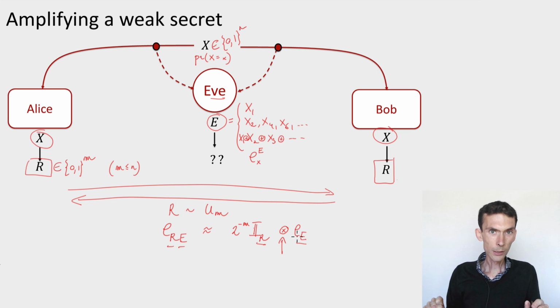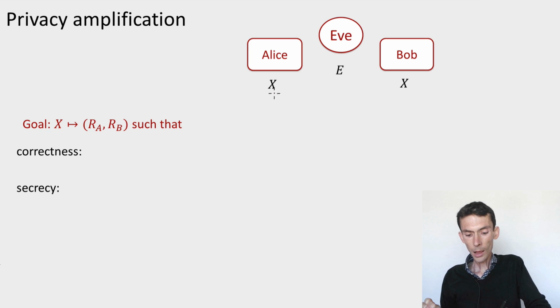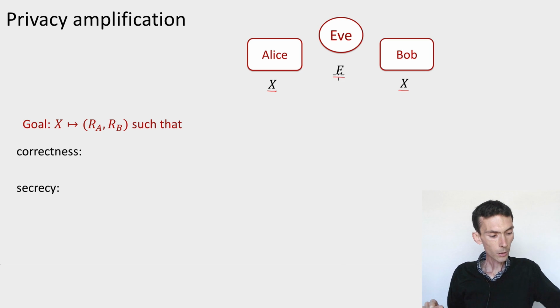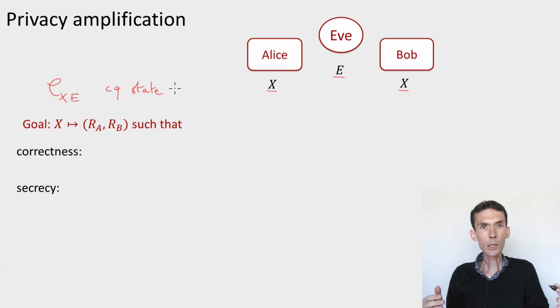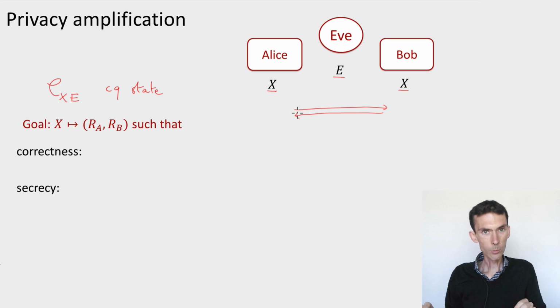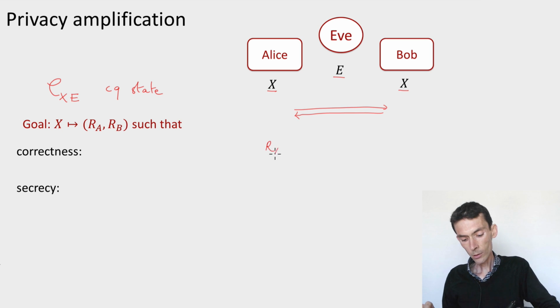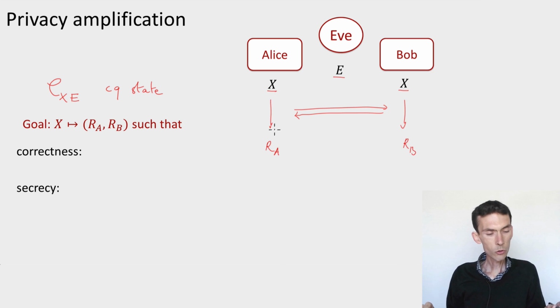Let me make these desiderata a little bit more precise. So here we are, same setup as before. Alice has a string X, Bob has a string X, and the eavesdropper has some side information E. So that's the setup. We have a state rho_XE, which is classical on X, quantum on E, and that's a state that's given as input to the procedure of privacy amplification. And then the goal of privacy amplification is to design a protocol that involves communication between Alice and Bob, such that at the end of the protocol, Alice comes up with a string R_A, Bob with a string R_B, such that two things should hold.